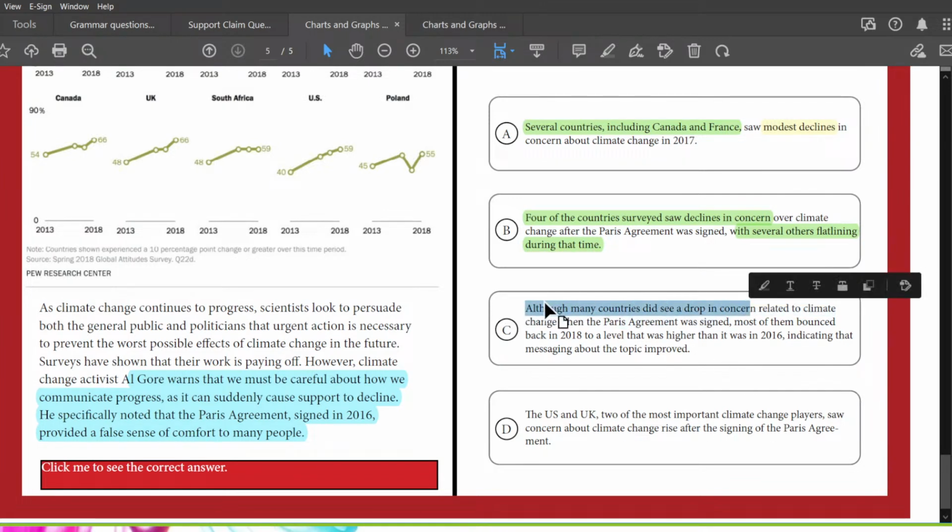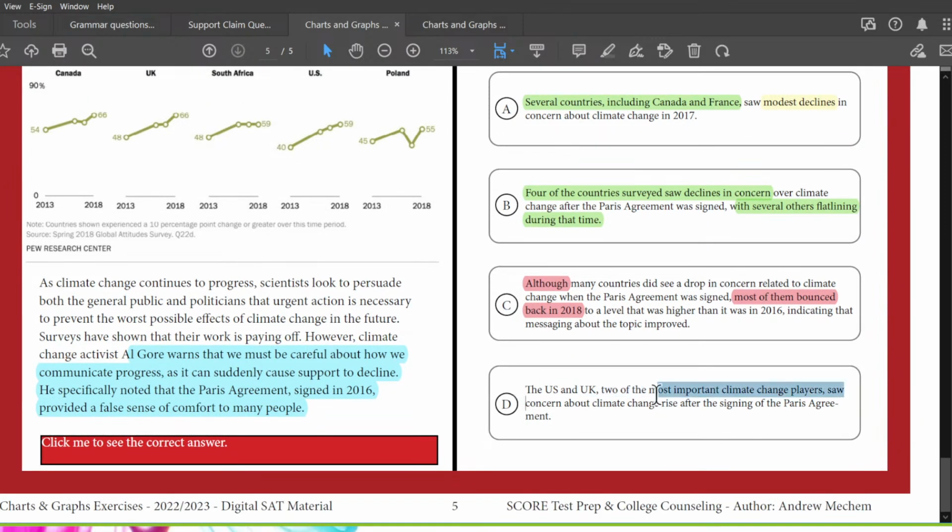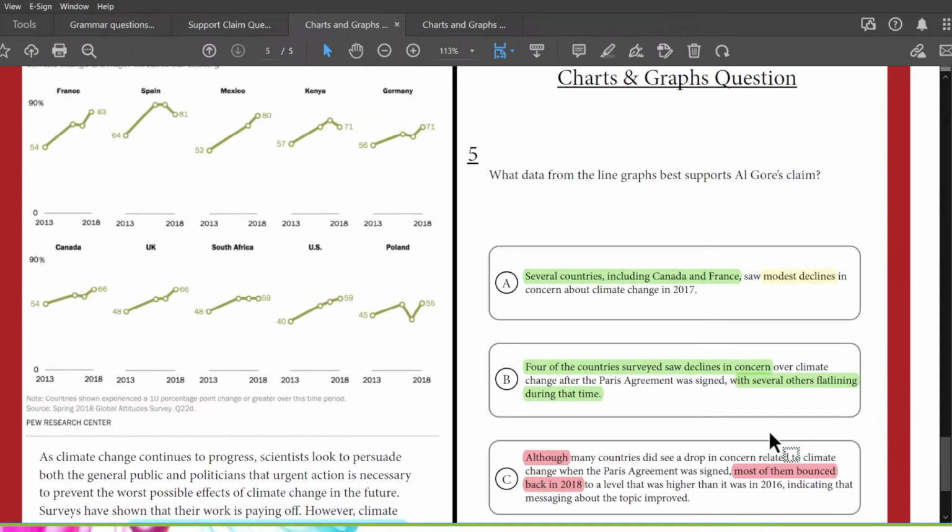Although they did see a drop. So right away, because of this "although," I don't think this is going to be the right answer. I'm just already thinking negative. Most of them bounced back to 2018. So again, this doesn't support his point. It's going further past this. We don't want this. The U.S. and U.K., 2 of the most important players, saw concern about climate rise. All right, this directly contradicts the claim, so no.